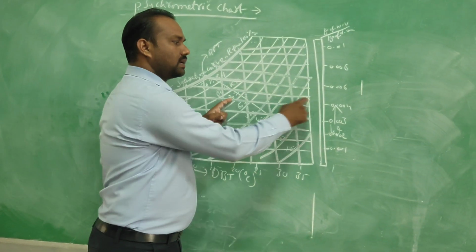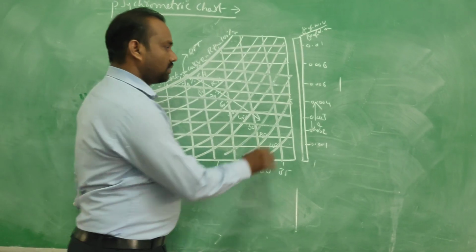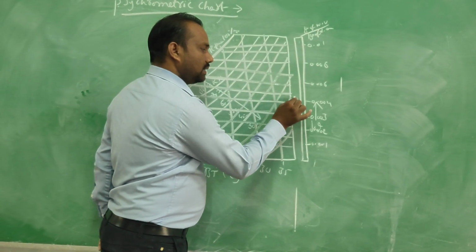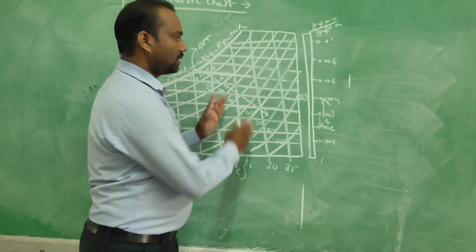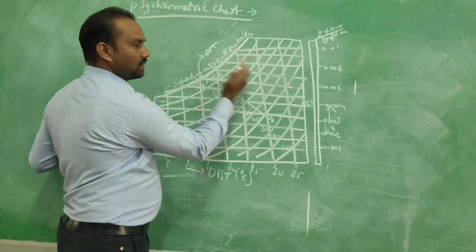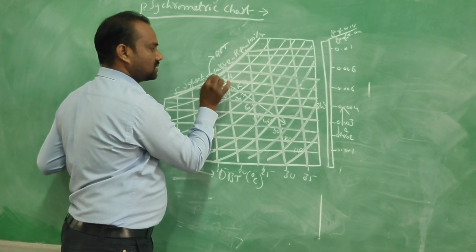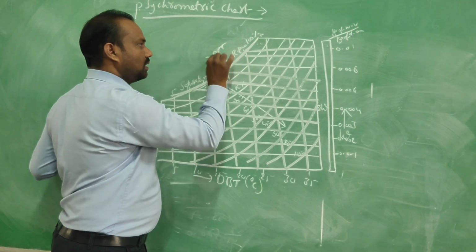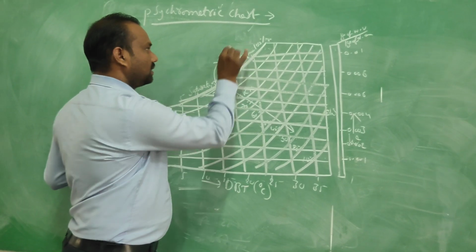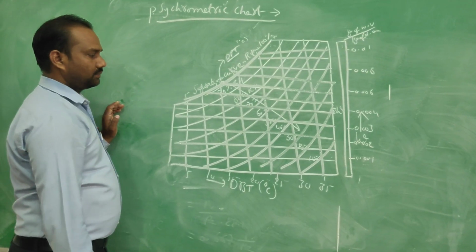When you move towards the right hand side, whatever value is obtained on the vertical axis, the vertical parameter, is called omega. So on the right hand side we are getting the omega values. When the horizontal line is extended towards the left hand side, wherever it intersects the saturation curve, that point is called the dew point temperature, and it is in degree centigrade.